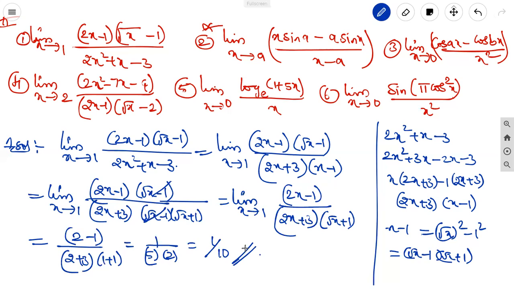This is the answer. First, we should write x equal to 1 and check whether it reduces to 0 or not. If it reduces to 0 by 0 form, then we can simplify using any suitable formula and make it into a non-zero form. Okay, this is the way.